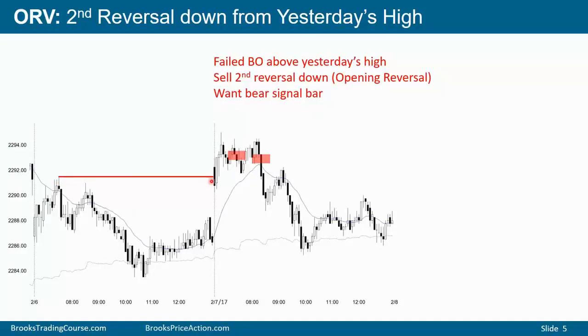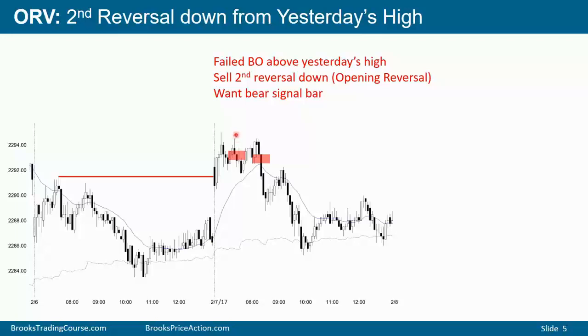Yesterday's high, the market broke above it. It tried to reverse down here, but there was no stop entry sell. We're looking for stop entry sells. The first entry is below this bull bar. You could argue that there's a second entry below this bear bar, but with the doji and the prominent tails and the 3 bull bars here, a lot of traders would wait to see if they get a better sell signal bar, which they did here. So that would be a better sell.